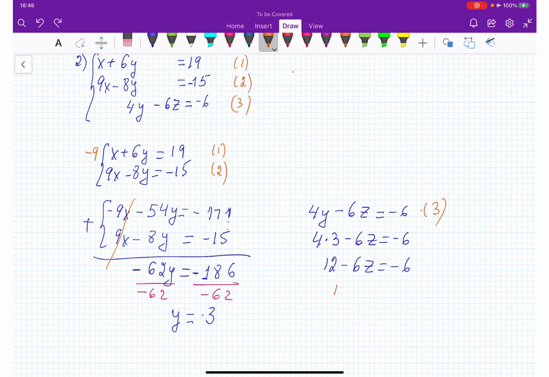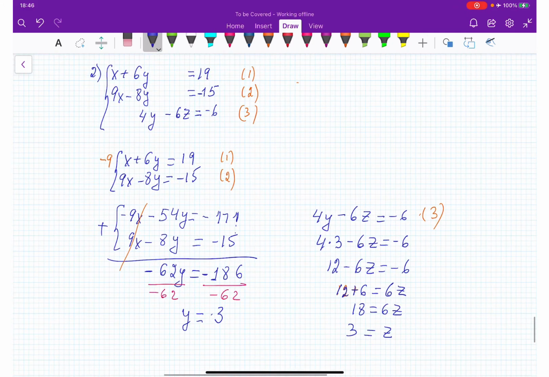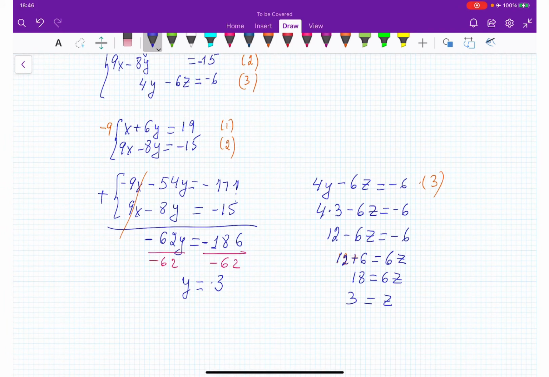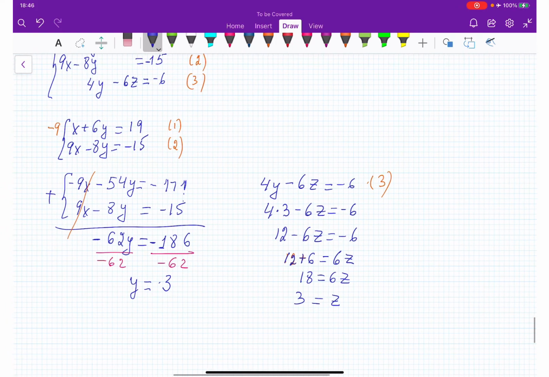So I will get 12 plus 6, that will be equal positive 6z. So 18 is equal 6z, and z is equal 3. All right, so we have z, we have y, and lastly we need to find x. To find x, we plug into the first one.